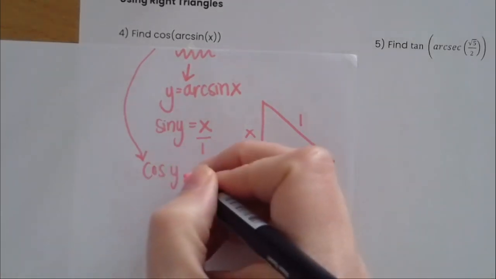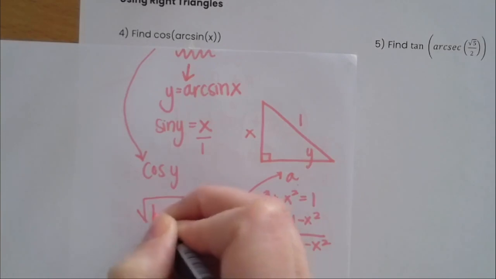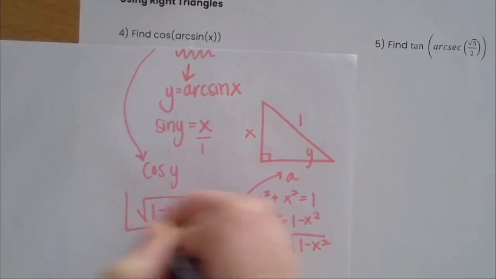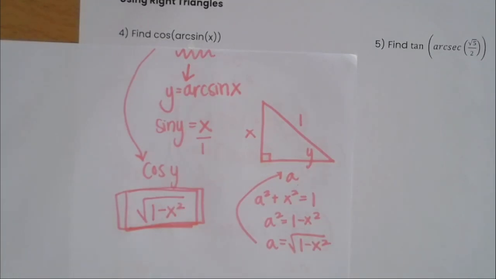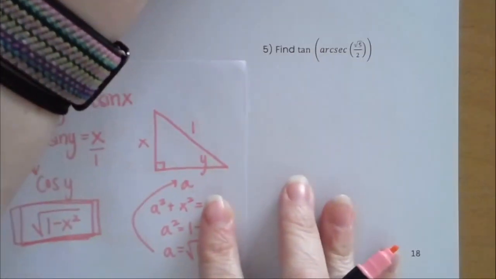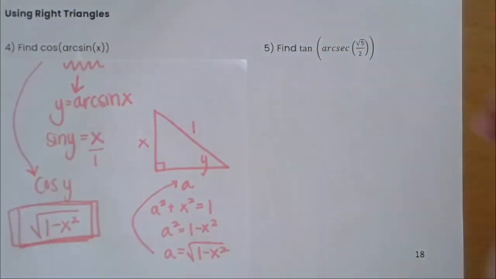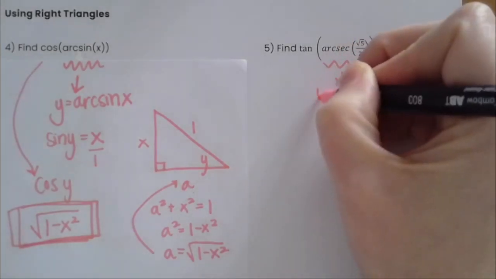So my cosine of arc sine is the same thing as cosine of y, which is simply just what we found, the square root of 1 minus x squared. And this is my cosine of arc sine of x. Now, tangent is my next one, of arc secant of root 5 over 2. I'm going to take this arc secant that doesn't match the tangent, and I'm going to do the same thing.